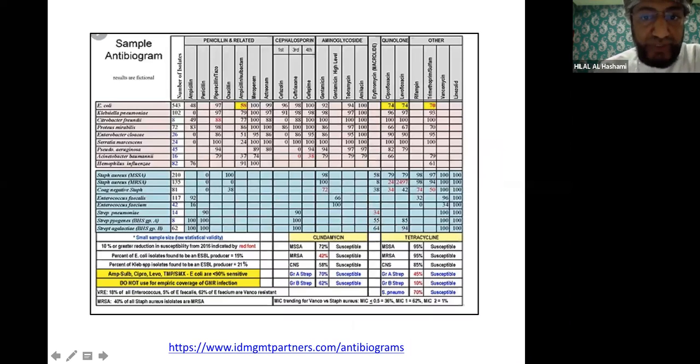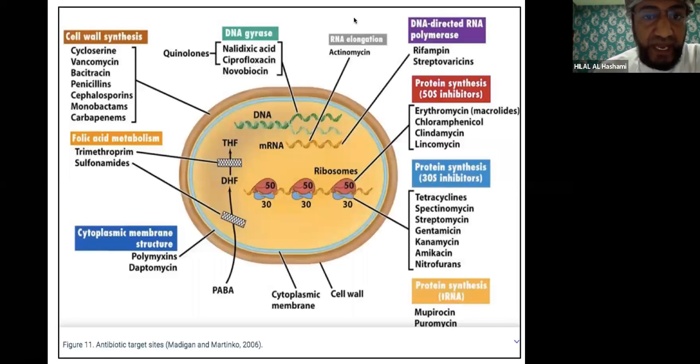We'll now start to move into the antibiotics themselves. They have different mechanisms of action. Basically, there are cell wall inhibitors, which include beta-lactams and vancomycin. There are DNA gyrase inhibitors like fluoroquinolones. There is an RNA polymerase inhibitor like rifampicin, and there are protein synthesis inhibitors that work on either the 30S or 50S ribosomal subunit.